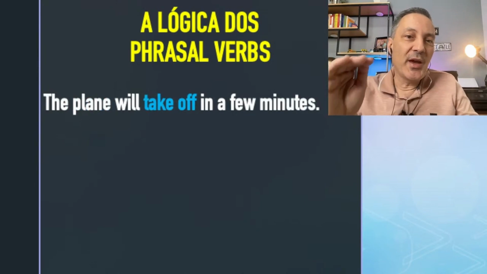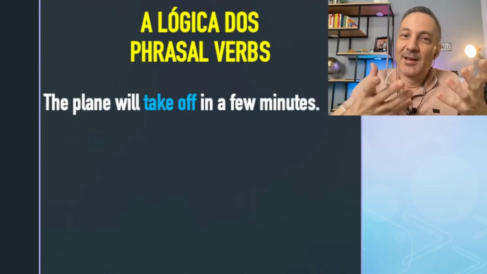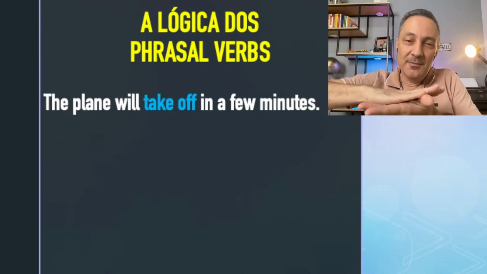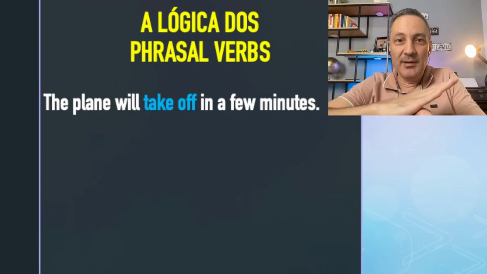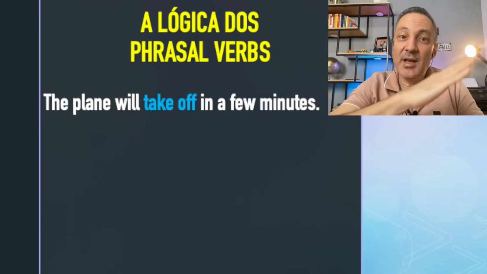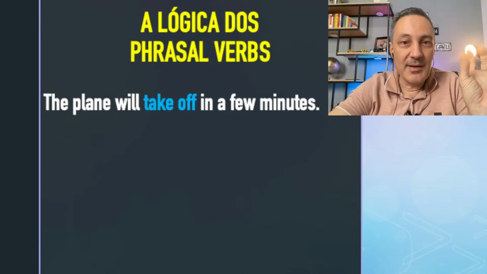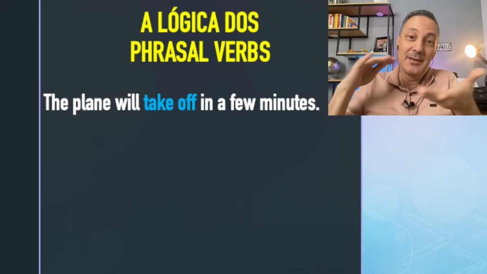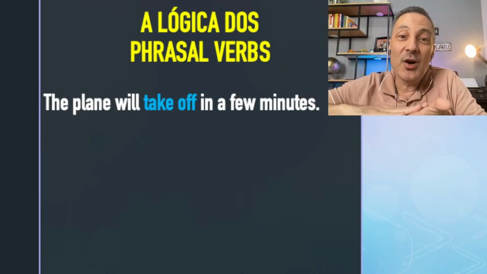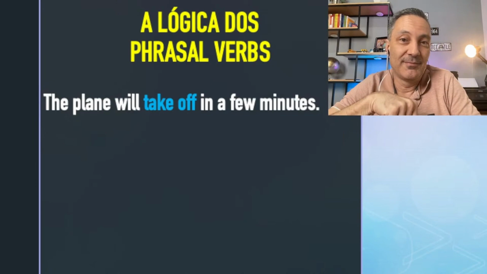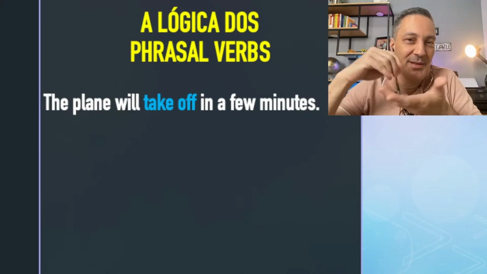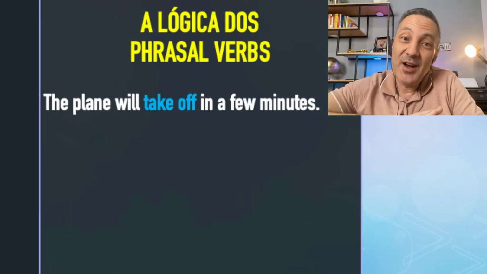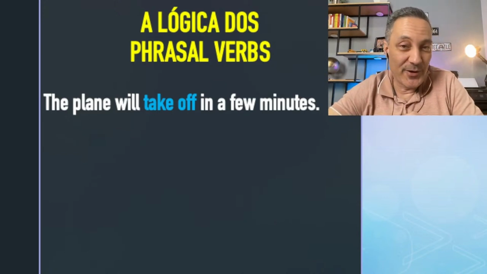The plane will take off in a few minutes. So when we talk about planes, the planes are flying and they land. If they are on the ground, they take off. So take off we use for planes. We use it for clothes as well. We take a shirt off, but the planes take off. They take off from the ground. You see the connection? Because the plane was on the ground and it took off. It's not in contact with the ground anymore.